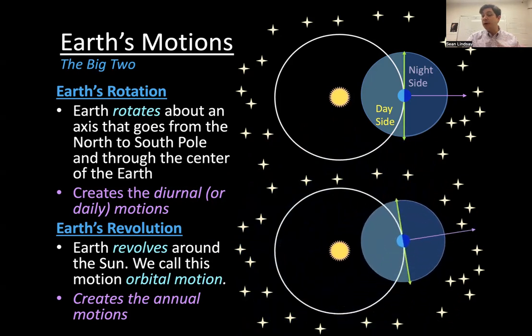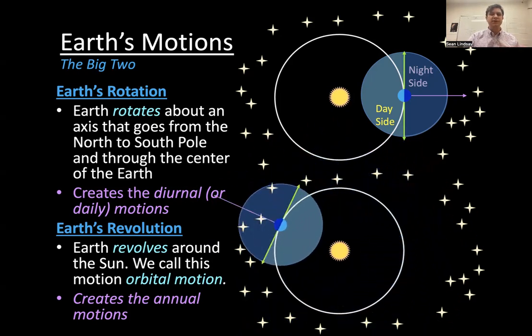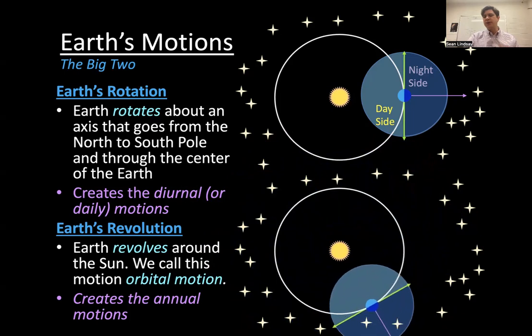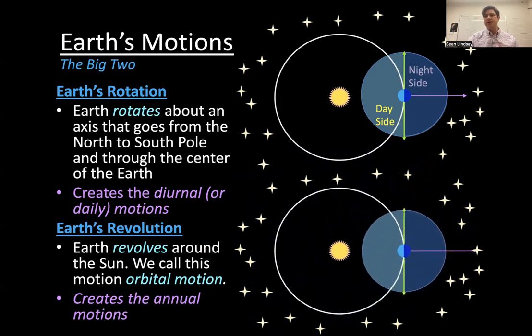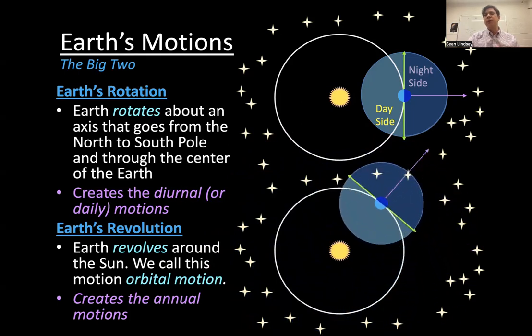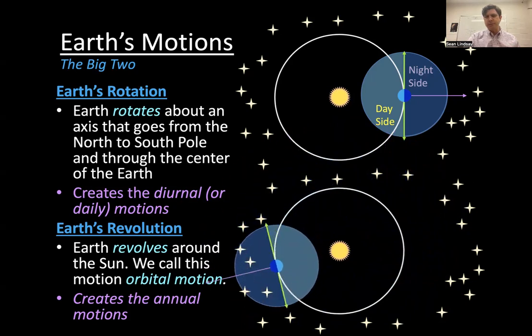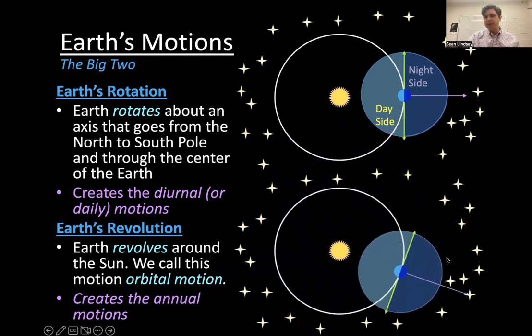This Earth revolves around the sun. So you can see which stars are on the night side are constantly changing as the Earth makes its orbital motion around the sun. So these stars are viewable at night.